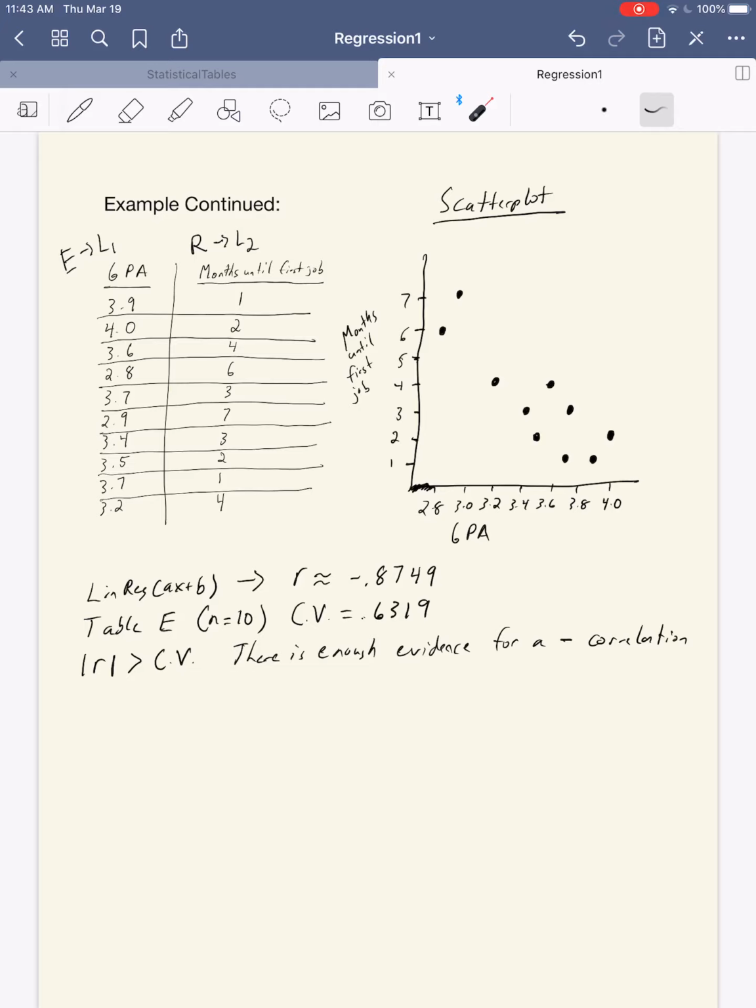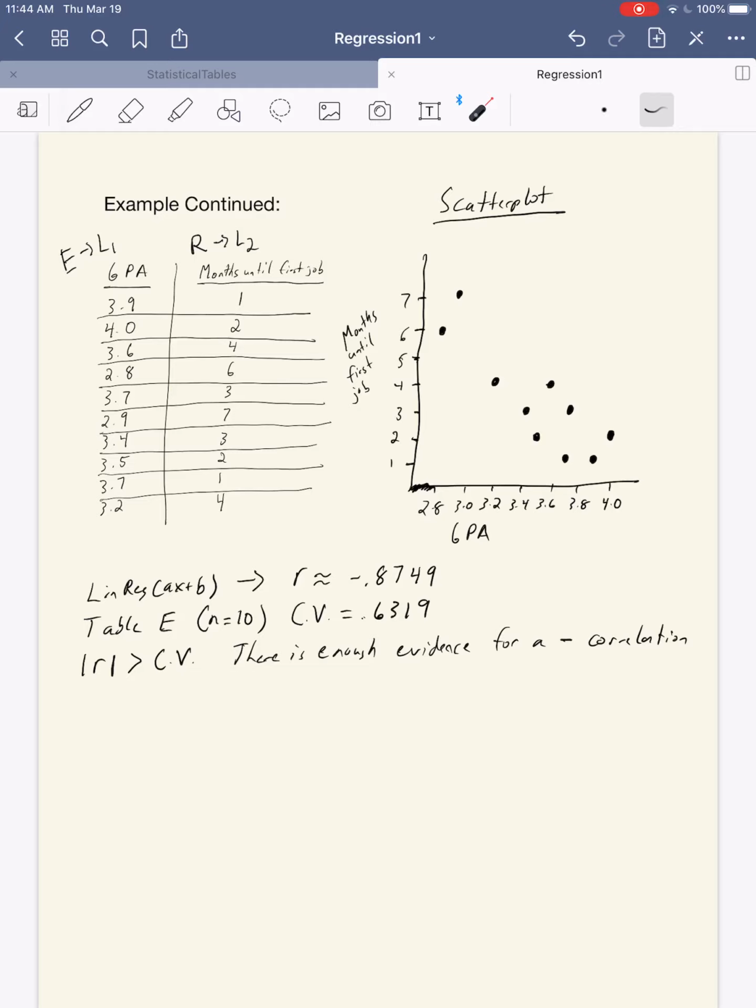Now, you have to keep in mind, all we are measuring here is correlation. So we are saying that we see a general trend that as GPA goes up, the months until the first job goes down. That is not the same as causation. You have probably heard over and over people say things like correlation is not causation, and what we're studying here is correlation. So even though we've found enough evidence here, that does not mean that GPA is causing people to get jobs faster.